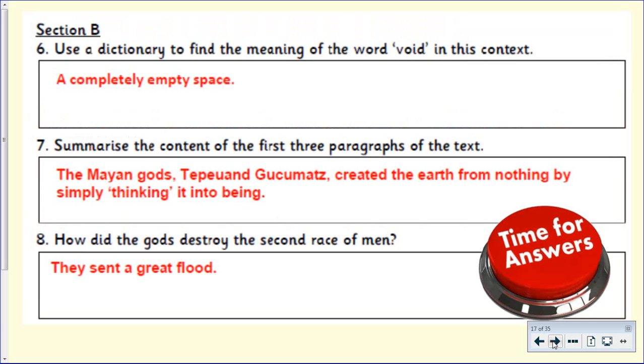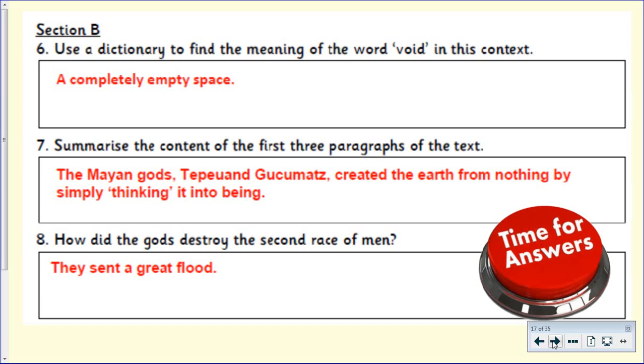Okay, void means a completely empty space. Well done if you got that one right, give it a tick. Summarise the context of the first 3 paragraphs. The Mayan gods Tepeu and Gucumatz created the earth from nothing by simply thinking it into being. So basically, when they thought of something, it just happened. It just was created. So if you've said something along those lines, well done.